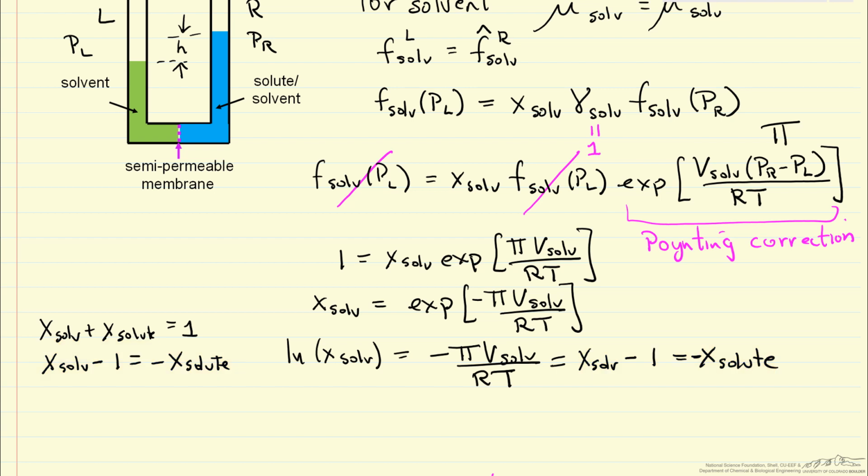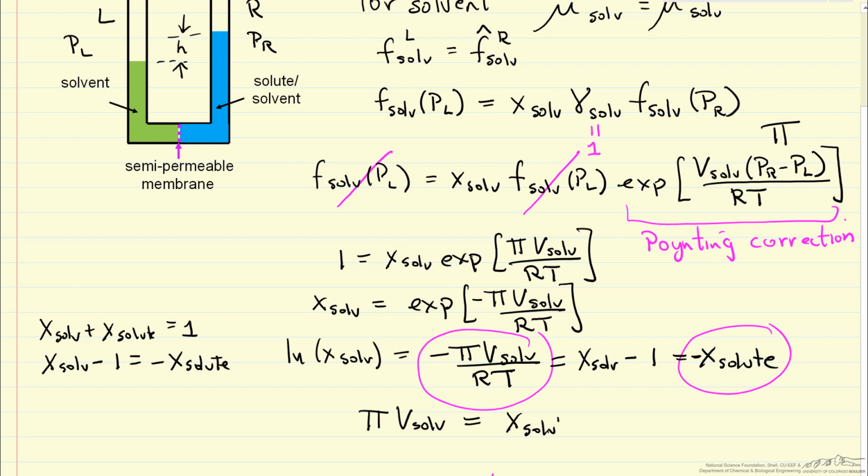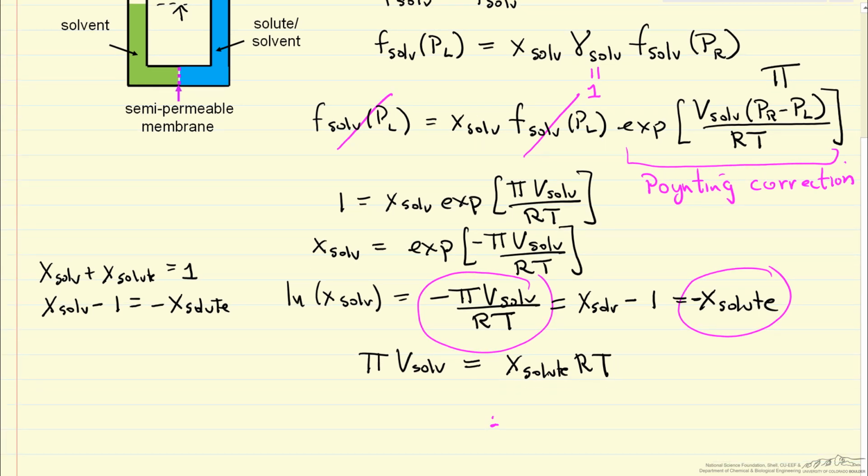Well, we can rearrange this. We have minus signs. So we're looking at this term is equal to this term, minus signs on both sides. So I can write the osmotic pressure, molar volume of liquid solvent on the left side. I'm going to have mole fraction of the solute times RT on the right side. And so this equation then is the equation for osmotic pressure.